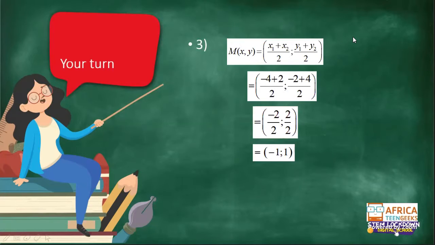All right, now to determine the midpoint, remember the formula, you also have the coordinates of PQ. So the midpoint formula, you use x1 plus x2 divided by 2, and y1 plus y2 divided by 2. Therefore, you'll have -4 plus 2 divided by 2, and the y will be -2 plus 4 divided by 2, and you're going to get -1 and 1. So those are the coordinates of the midpoint. Now the next one.